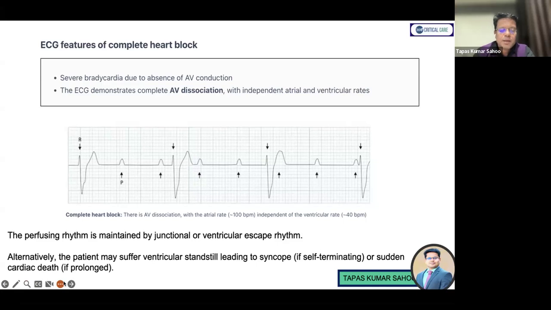So this is something you should remember, and in the cardiology section, definitely you are going to get one or two typical ECG questions. Maybe it would not be a direct ECG question, but one part of the question would be based on the ECG.